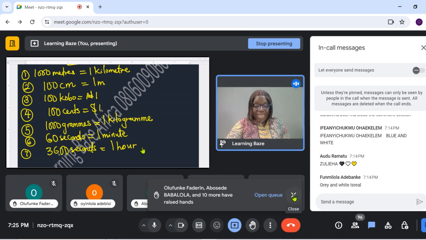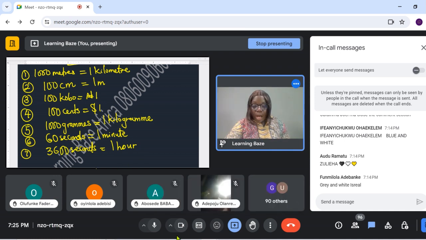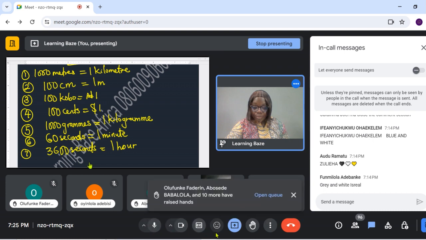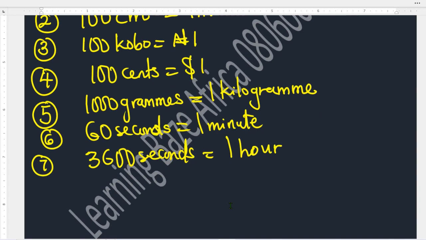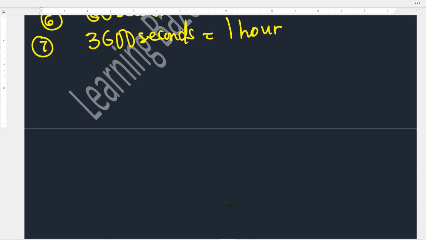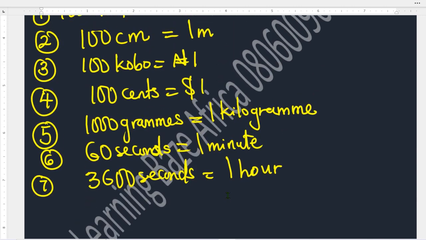Okay, so I hope you have digested that. Awesome. So let's continue. Now let us express ratio in the simplest form.